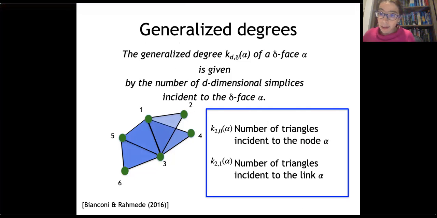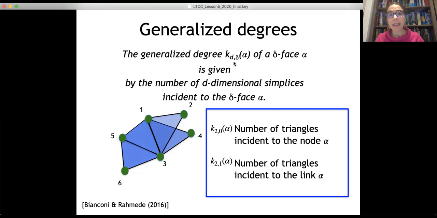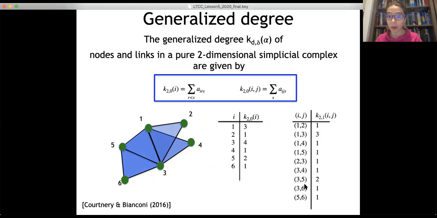An important quantity to define for a simplicial complex is the generalized degree, which generalizes the notion of the degree of a node for a simplicial complex. The generalized degree k_{d,δ} of a face alpha is the number of d-dimensional simplices incident to a δ-dimensional face alpha. So k_{2,0}(alpha) is the number of triangles incident to a node alpha. k_{2,1}(alpha) is the number of triangles incident to a link alpha.